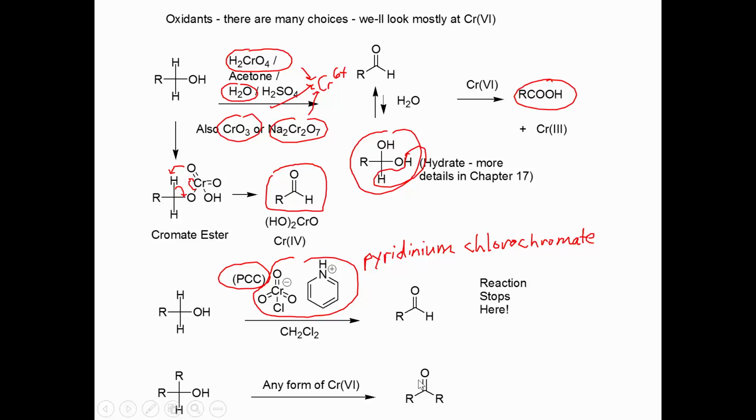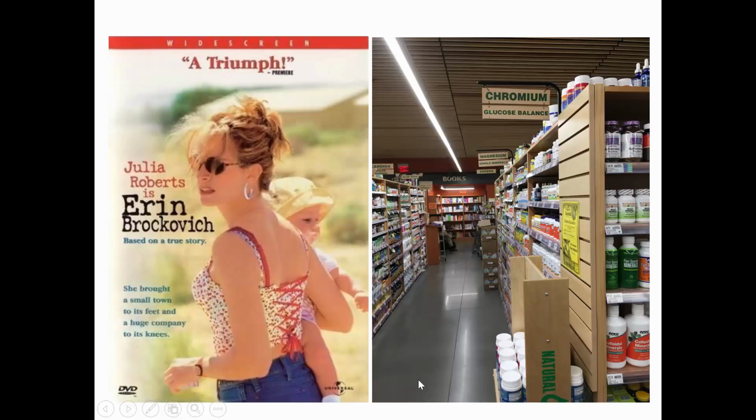One of the reasons that people want to design new alternatives here is because chromium-6 is a hazardous compound. You might remember that it's the subject of the movie Erin Brockovich, where an electrical utility company poisoned the town's water supply by improperly disposing of their chromium waste. So chromium-6 is toxic, but remember, chromium comes in various oxidation states.